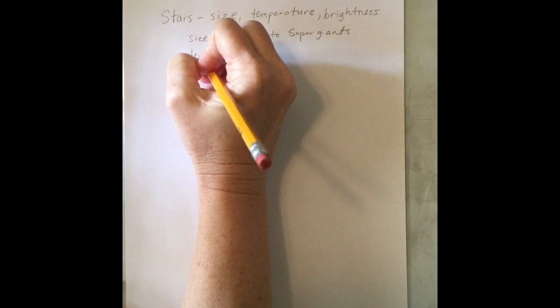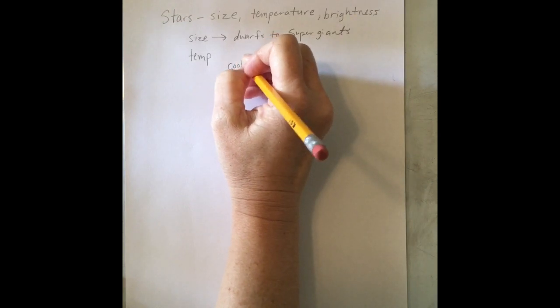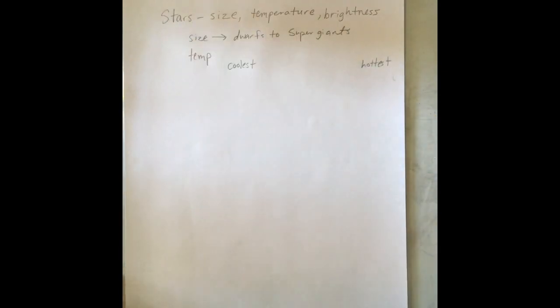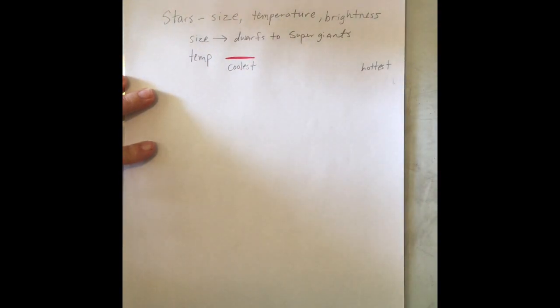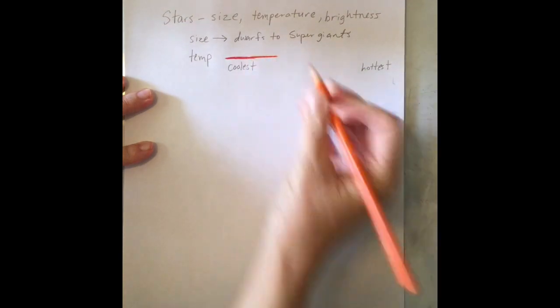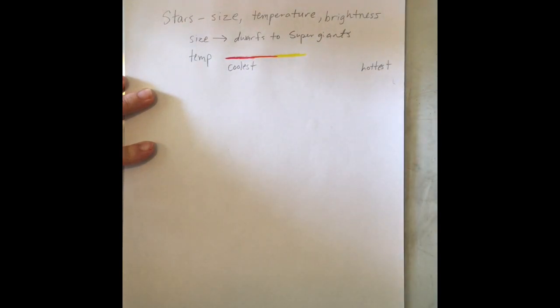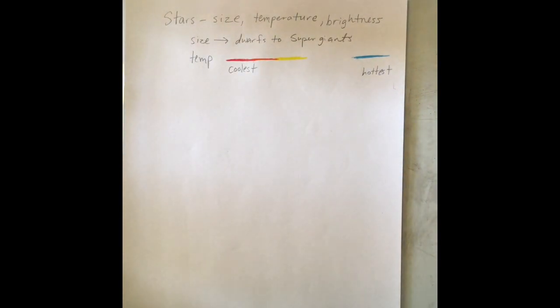For temperature, the coldest stars are going to be red. So temperature and color are directly related. The coldest stars are red, and then we go orange, and then yellow, and then white, and then blue is going to be the hottest. So it's kind of opposite of how we usually think, when we think of red being hot and blue being cold. It's a little inverse.